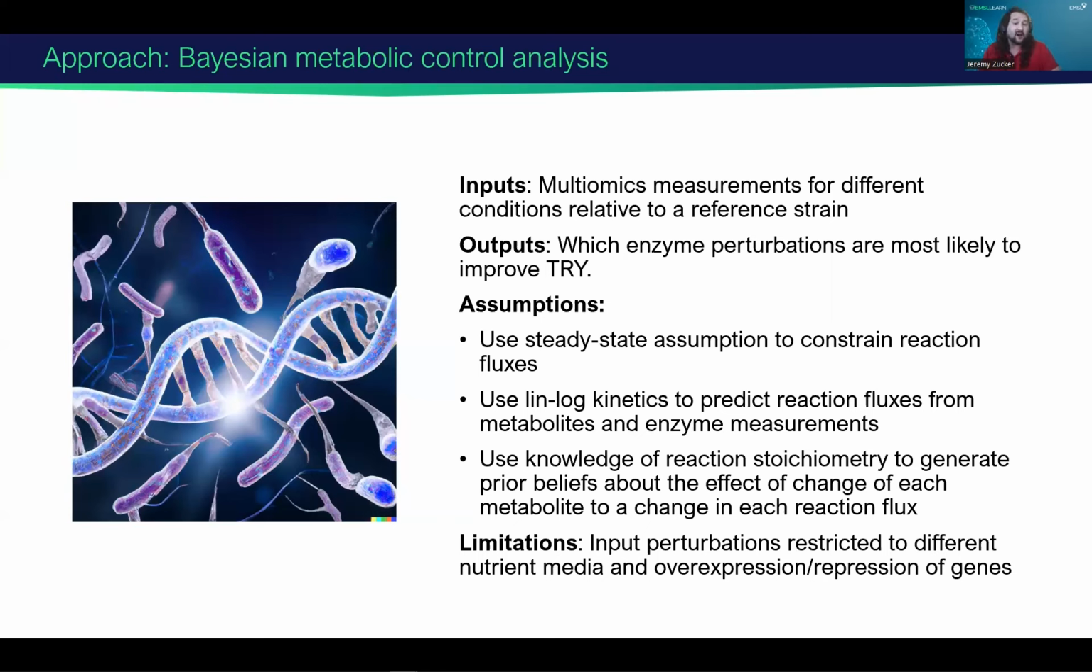But I also want to give you some caveats. The input perturbations are restricted to different nutrient media. So you can swap out a different nutrient media and compare different strains that way. And the different strains can't be completely different gene knockouts or introductions of new genes. They must be overexpressed or repressed versions of the same strain, so maybe some genes are overexpressed or some are repressed, but they can't be knockouts or a brand new addition of a gene. Okay, next slide, please.